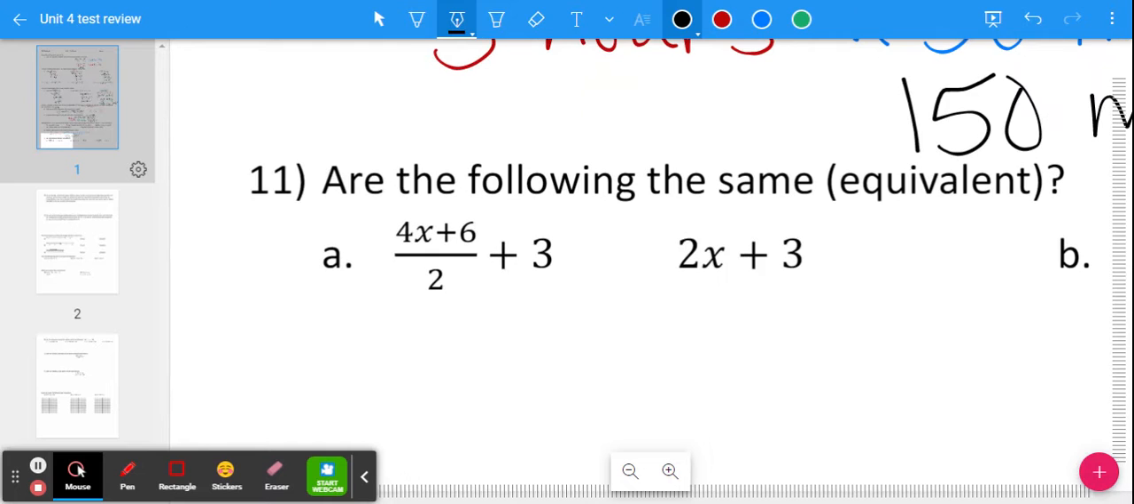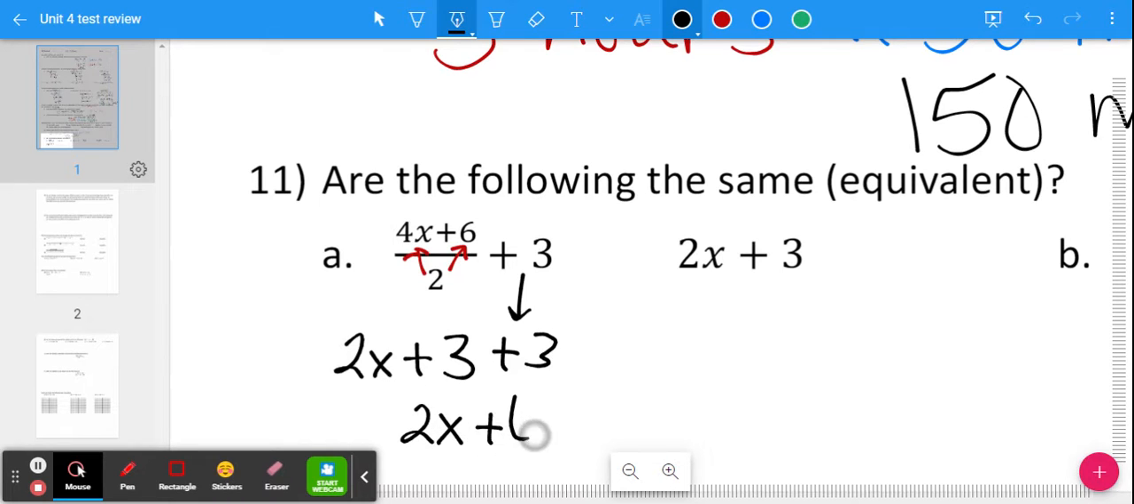So on the first one, this 2 needs to be divided into the 2 numerator terms. So 4x divided by 2 is 2x. 6 divided by 2 is 3. And then we still have that other plus 3 to bring down. So when we simplify this, we get 2x plus 6. So are they the same? No. 2x plus 6 is not the same as 2x plus 3.